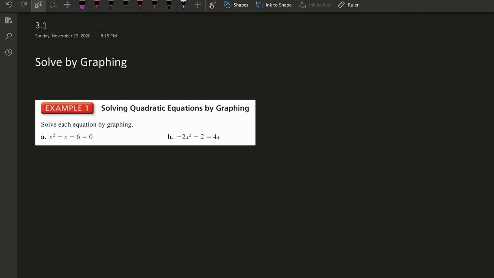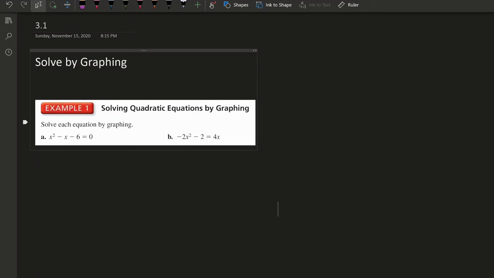Today we're starting off chapter 3 with a big review of quadratic functions from Algebra 1. So we have to solve quadratic functions in a number of different ways. The first method that we have is solving by graphing. This tends to be the quickest, most straightforward way to do it.